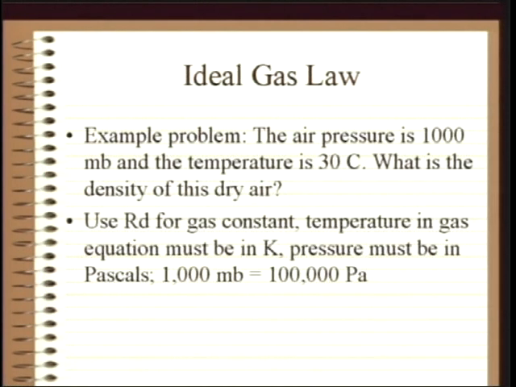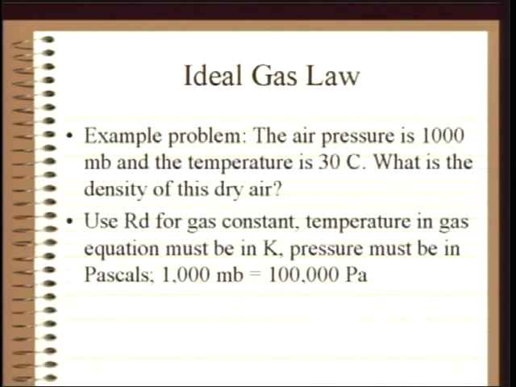Next, we'll look at an example problem solving using the ideal gas law. Suppose the air pressure is 1,000 millibars and the temperature is 30 degrees Celsius, and we want to find out what is the density of this dry air. We're going to use RD as the gas constant since this is dry air.